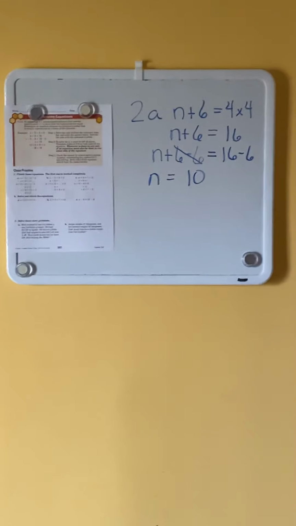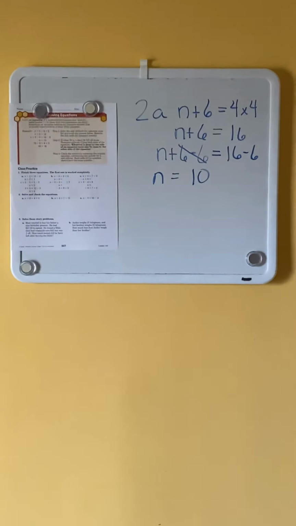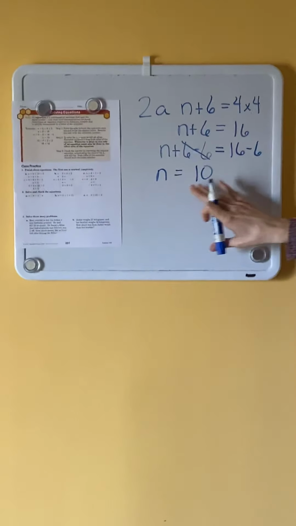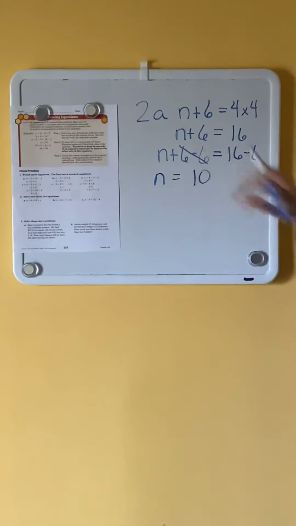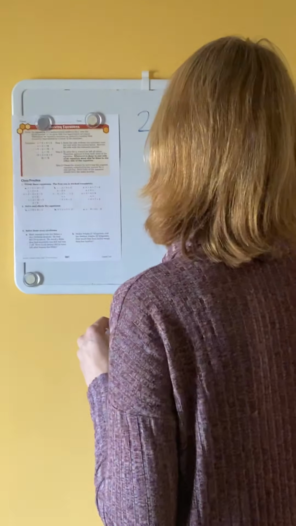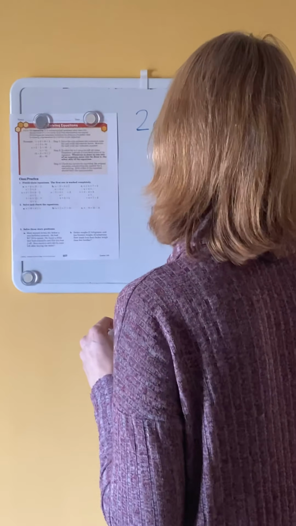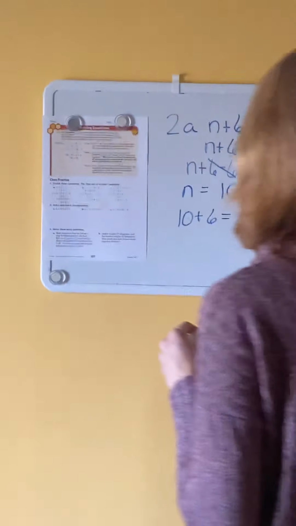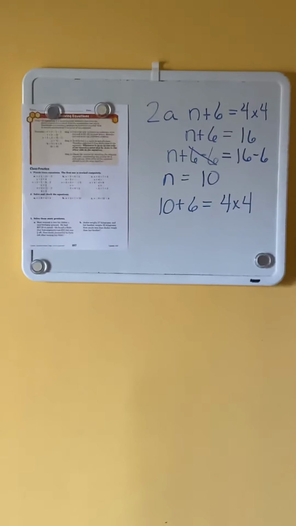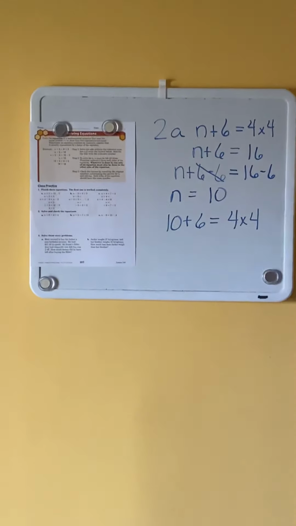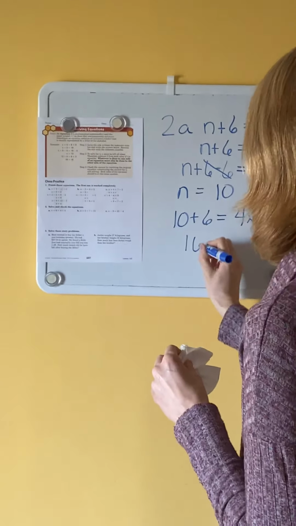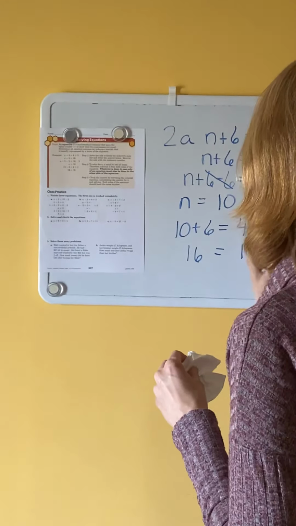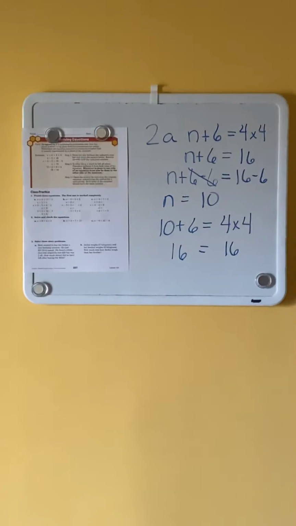All right, now what we have to do is check. We are going to put the 10, our answer for n, up into our original equation. So now 10 plus 6 equals 4 times 4. When we add 10 plus 6, that equals 16. And 4 times 4 also equals 16.